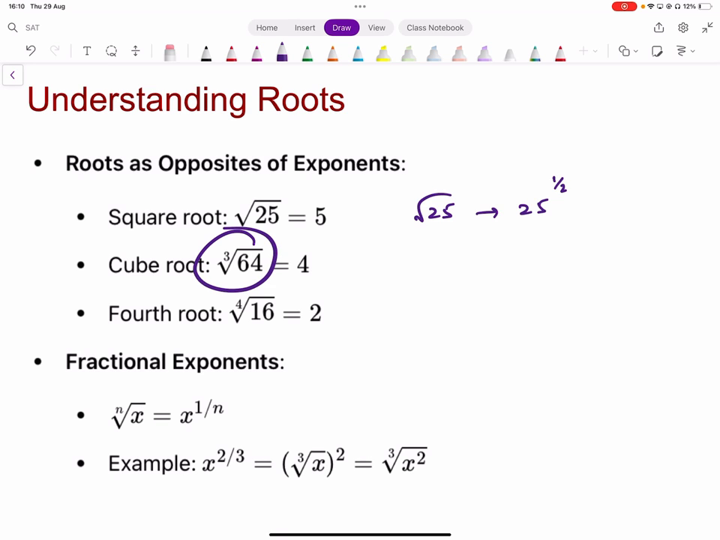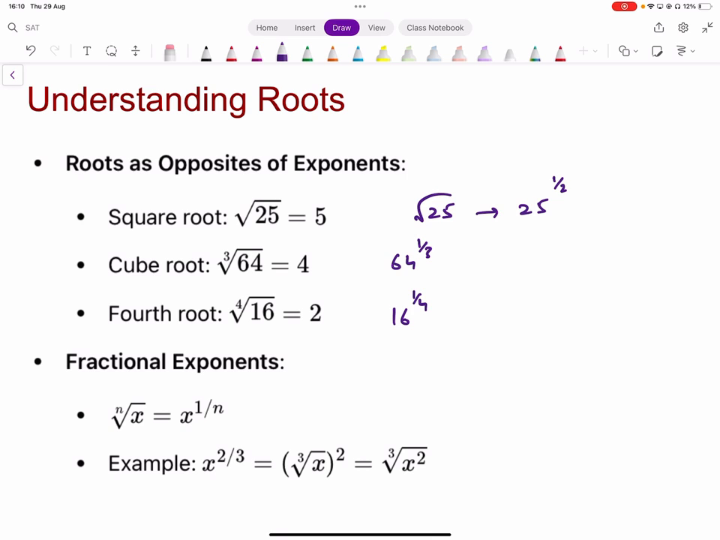Similarly, cube root of 64. We can write this as 64 raised to a power 1 over 3. This can be written as 16 raised to a power 1 over 4. Okay, so you should be able to convert between roots and power form. So in general, if you have x and you're taking nth root of that, nth root of x, right? It's a square root, cube root, fourth root. In general, you can say this is the nth root of x that is equivalent to x power 1 over n in the power form, in the exponent form. Make sense?